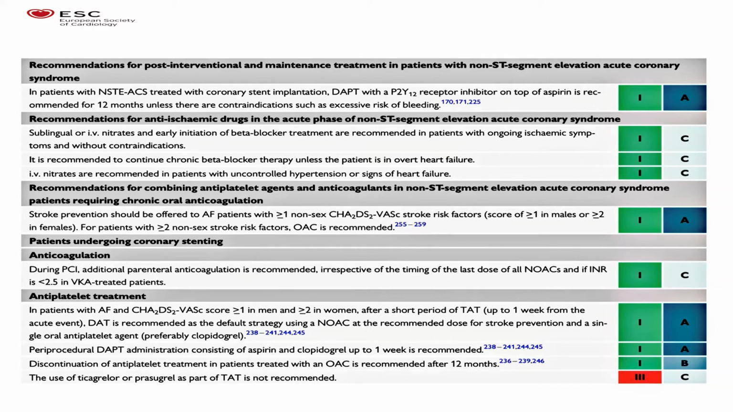Class 1 Level A. Recommendations for anti-ischemic drugs, in the acute phase of non-ST segment elevation acute coronary syndrome. Sublingual or intravenous nitrates, and early initiation of beta blocker treatment, are recommended in patients with ongoing ischemic symptoms, and without contraindications. Class 1 Level C. It is recommended to continue chronic beta blocker therapy, unless the patient is in overt heart failure. Class 1 Level C. Intravenous nitrates are recommended in patients with uncontrolled hypertension, or signs of heart failure.